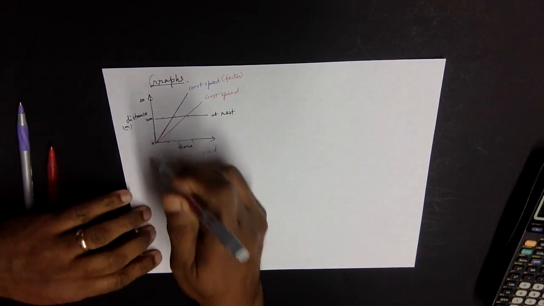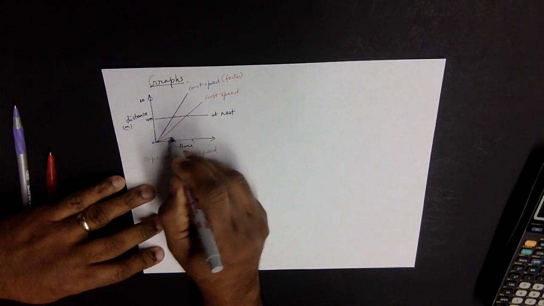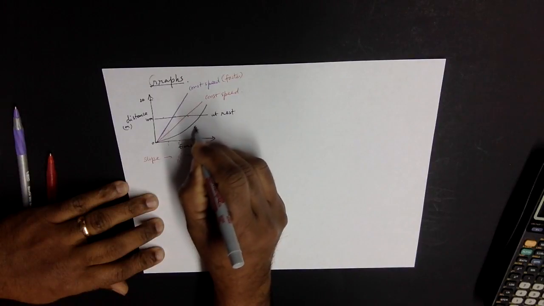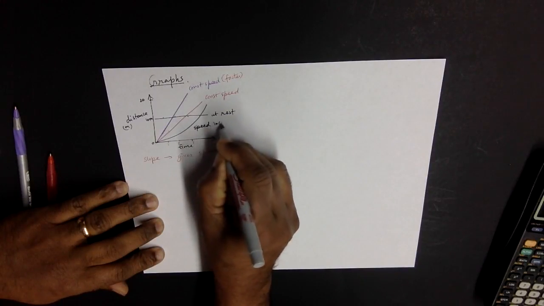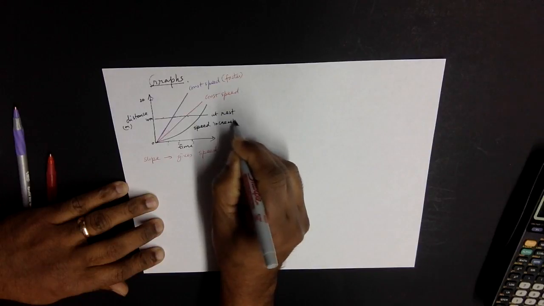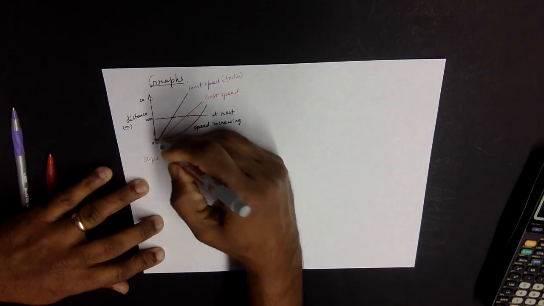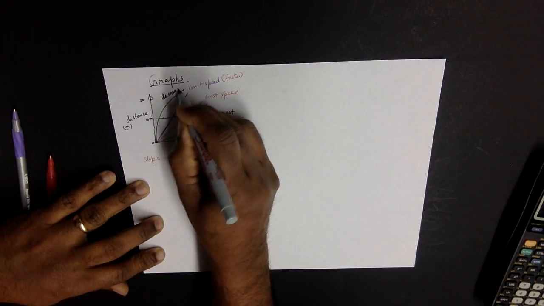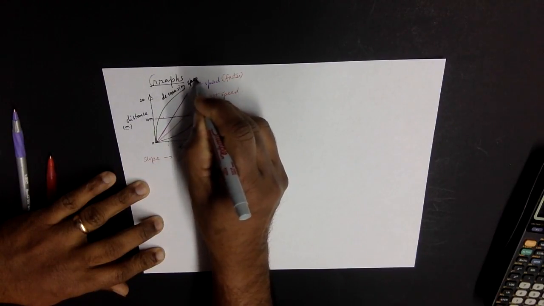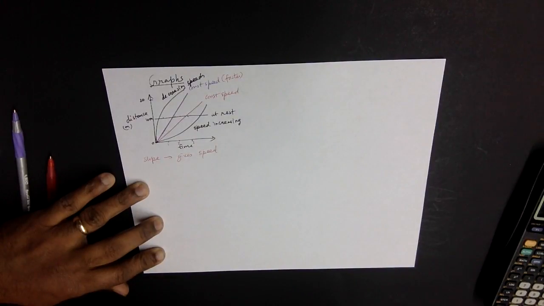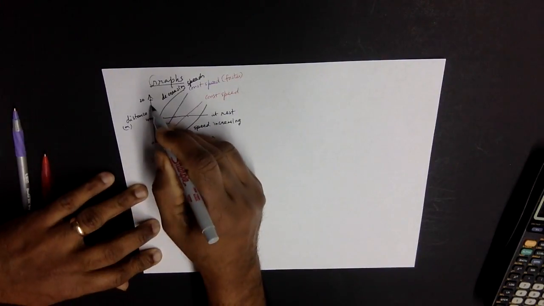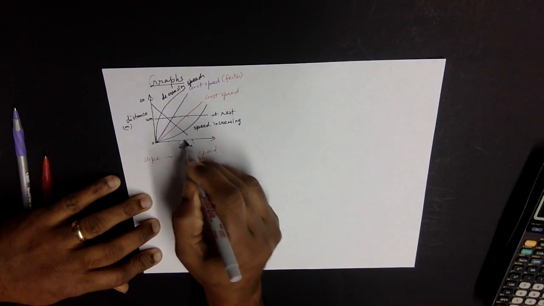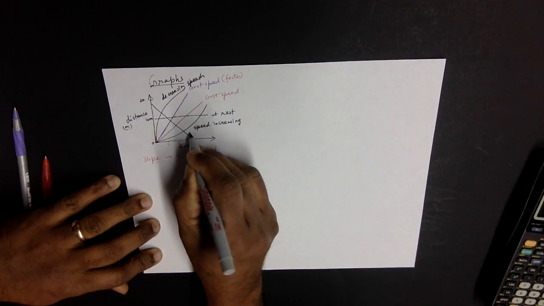Now what does this line mean? This line implies that the speed is increasing, and this line implies decreasing speed. And what does this line imply? That line is impossible.